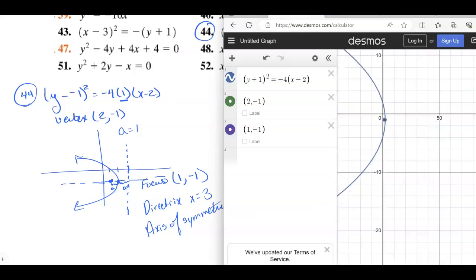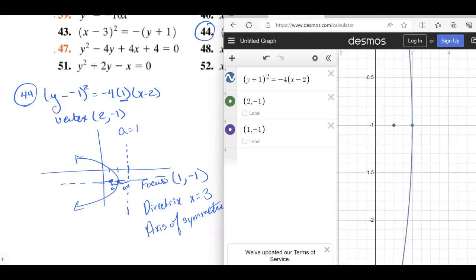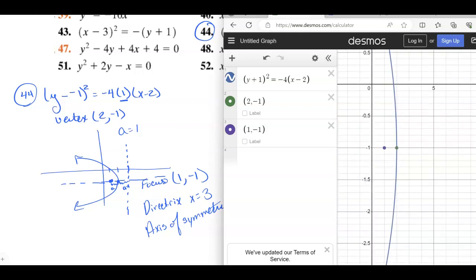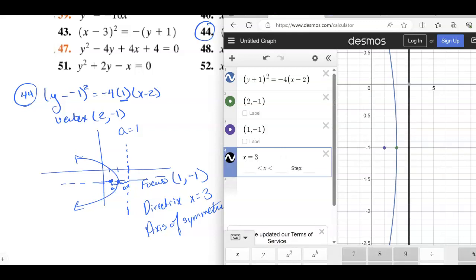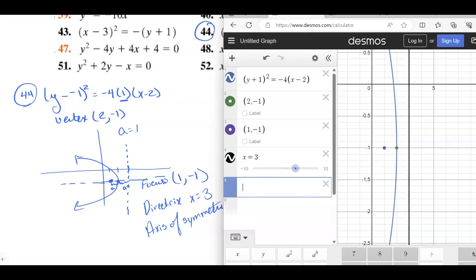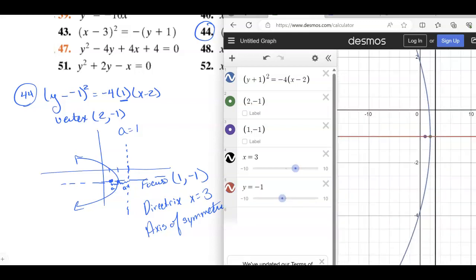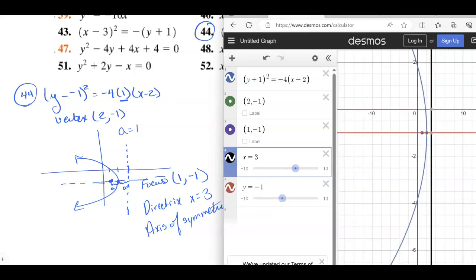So I'm going to zoom in. I'm zoomed out pretty far here. So there it is. And we said that the directrix was the line x = 3. So there's my directrix line. And the axis of symmetry was y = -1. So there's all my pieces to that. And usually when we draw those kind of graphs, we want them to be dotted lines. So if we were doing this on paper, we would draw this as a dotted line, and we would draw that directrix as a dotted line.